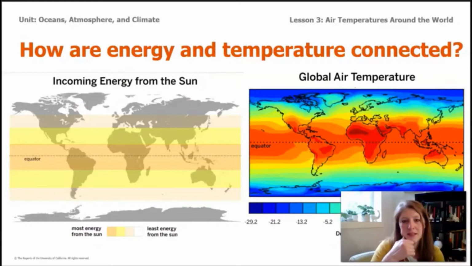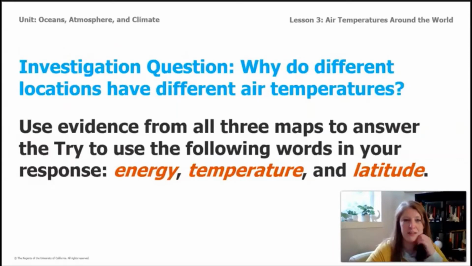So the question that we need to try to understand is, how are energy and temperature connected? And as I'm looking at this, I can see these two maps here. There's the incoming energy from the sun and the global air temperature. And I think that what we've discovered as we've been doing this lesson together is that the amount of energy that comes from the sun directly affects the global air temperature. Locations near the equator are warmer because they're receiving more energy from the sun. So the investigation question that we started with today is, why do different locations have different air temperatures?